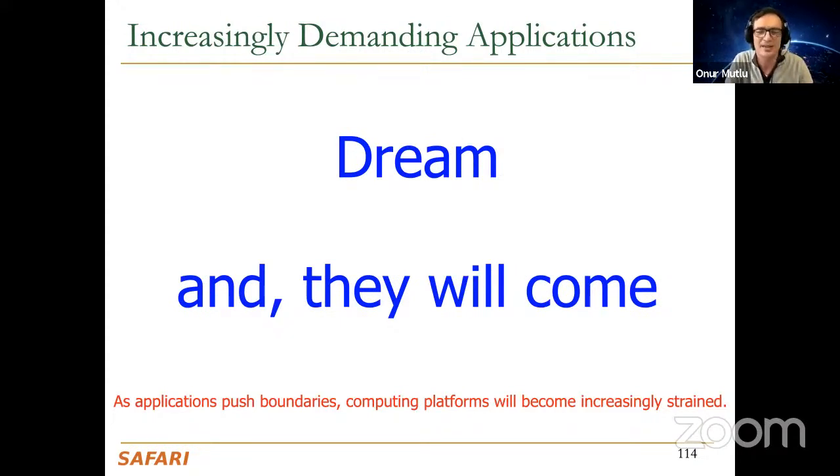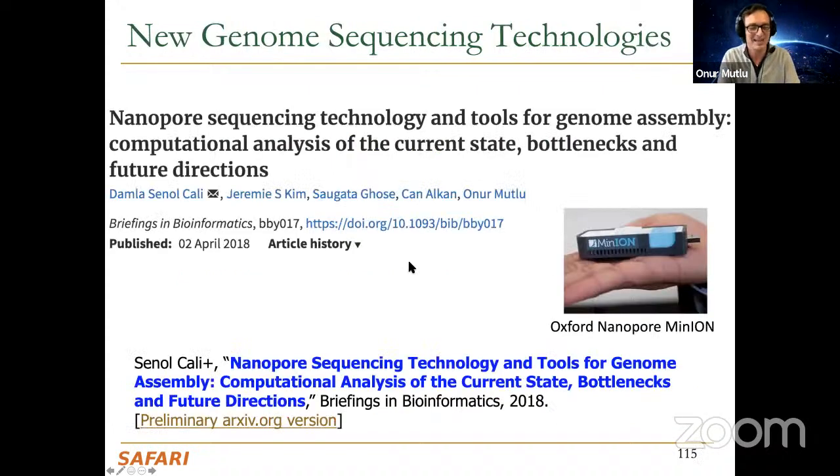And these applications will be extremely demanding going into the future, exactly how machine learning training was. There will be a need for increasingly powerful and increasingly efficient and increasingly secure computer architectures because computing platforms will become increasingly strained as applications push boundaries. So if somebody says that we're done with applications, never trust them. Let me put it that way. Dream and you will bring something.